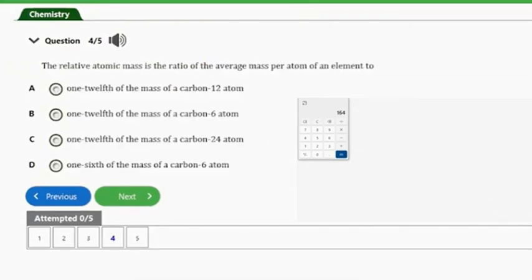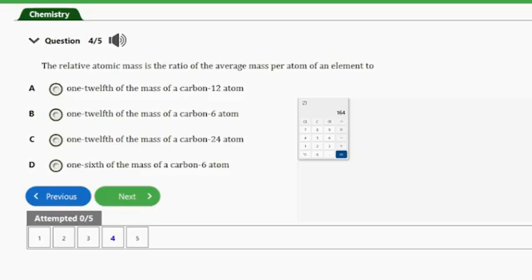The next question here is question number 4. It says the relative atomic mass is the ratio of the average mass per atom of an element to A, 1/12 of the mass of carbon-12, B, 1/12 of the mass of carbon-6 atom, C, 1/12 of the mass of carbon-24 atom, D, 1/6 of the mass of carbon-6 atom. The answer to this question is option A, and that's 1/12 of the mass of carbon-12 atom.